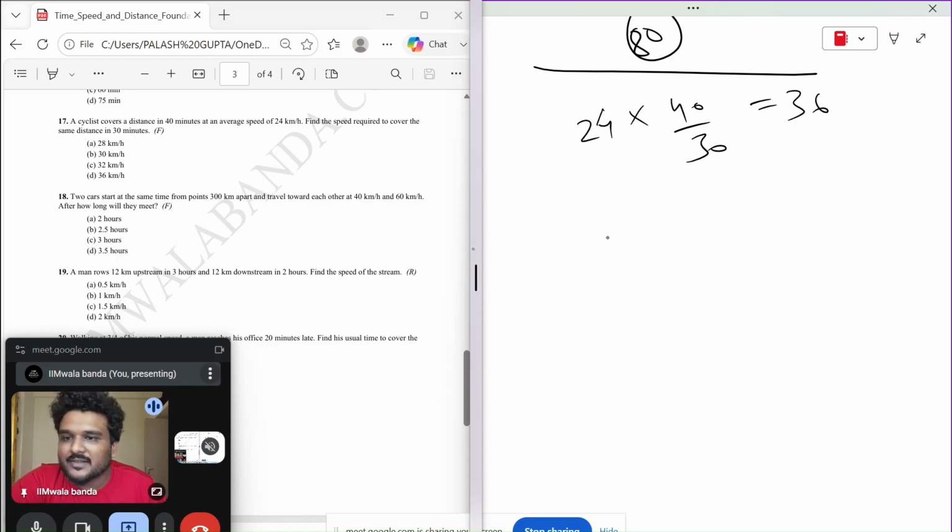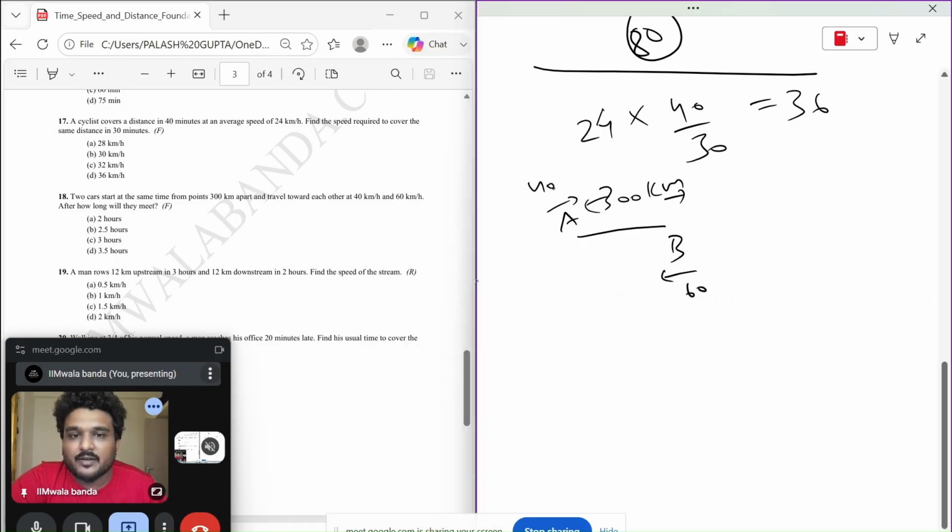Two cars start at the same time from 300 kilometers apart. Let's say this is car A, this is car B, and they are 300 kilometers apart, and they travel towards each other at 40 and 60. It's not saying respectively, but that's a very important word. If it was a longer or more complex question, we would have to be mindful whether 40 is A's speed and 60 is B's speed. In this case it's just two cars, so I can assume, but I wanted you to be mindful about the word respectively.